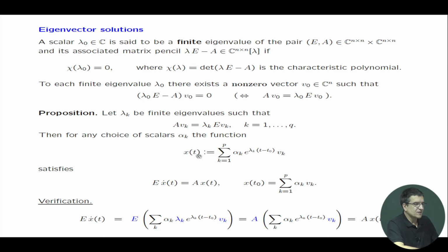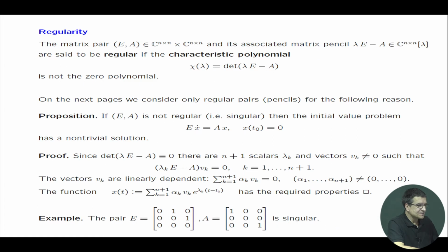So you can just repeat the eigenvectors and form this sum. It's a sum, and it's a solution of the problem, so of the homogeneous equation. Okay. Then let's see. Here at the bottom I have shown an example of a singular pair.